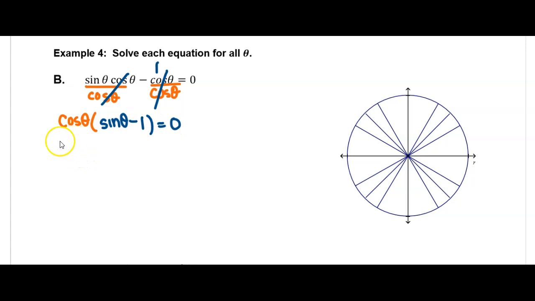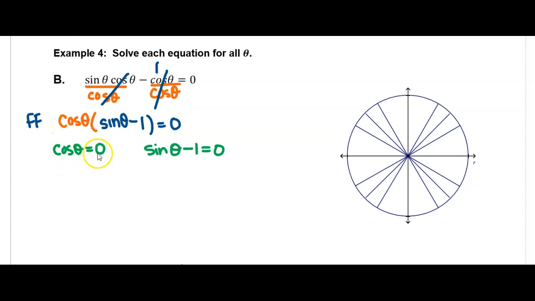Now we have our equation in factored form. If you think about quadratics, once we get to factored form and we have two factors with the product being 0, we know that either the first factor has to be 0 or the second factor has to be 0. One of the two factors has to be 0 in order for this product to be 0. So we're going to set each factor equal to 0.